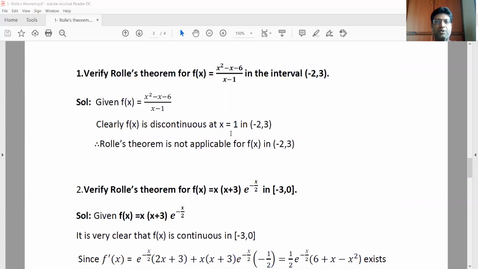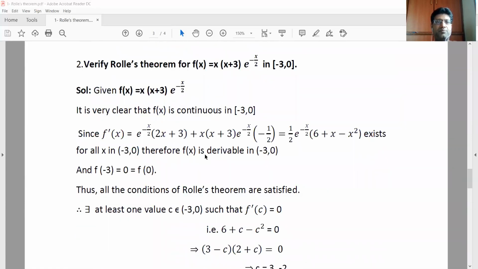So, Rolle's theorem is applicable only whenever it satisfies the first two properties. That is, it must be continuous, as well as it must be differentiable in the interval. So, here it fails at x equals 1. Therefore, Rolle's theorem is not applicable.